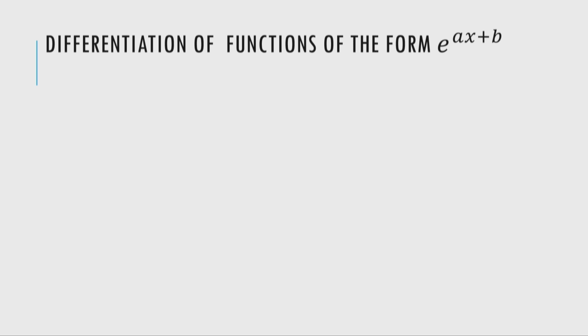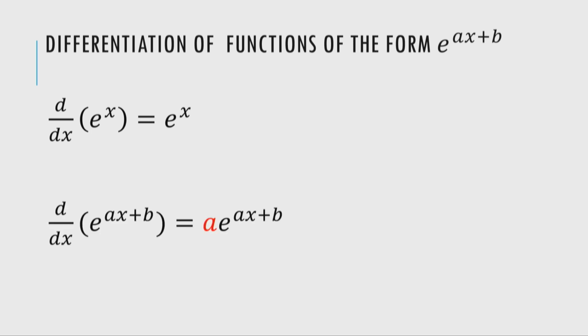First, the differentiation of e to the power of x with respect to x is equal to e to the power of x. Differentiation of e to the power of ax plus b with respect to x is equal to a times e to the power of ax plus b. Note that a is the differentiation of the power ax plus b.